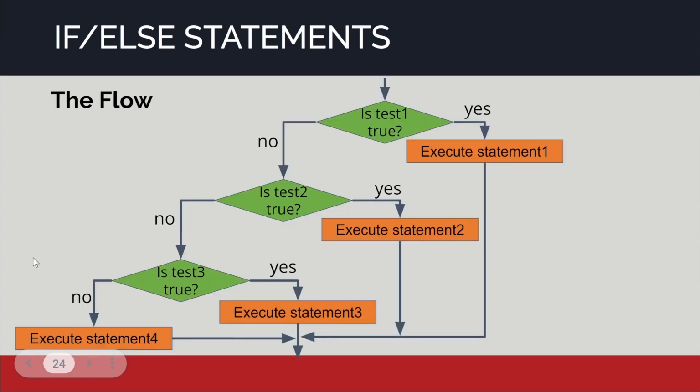And this is just an updated diagram where if we have no for all the tests, then we execute statement 4 and resume execution. And we cannot execute statement 4 if any of the previous tests have succeeded. You can't get to that statement 4.